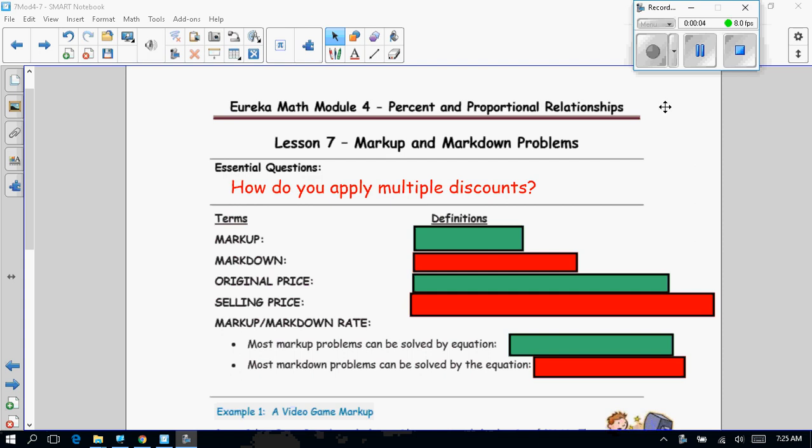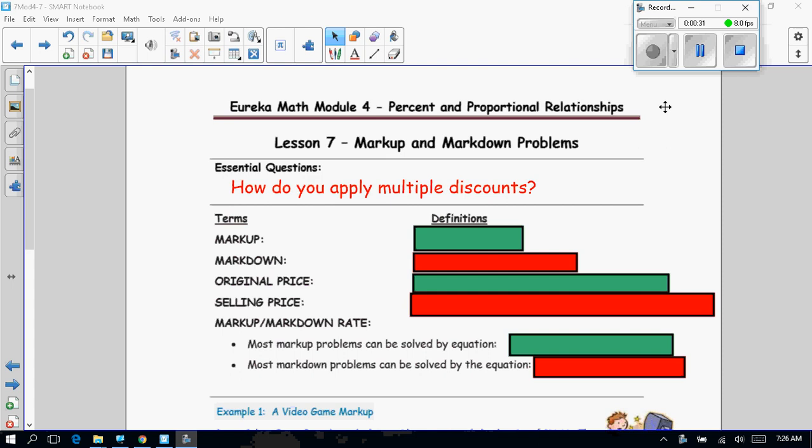We are on Module 4, Lesson 7 on page 53 of our books, and we are working on markup and markdown problems. And you'll notice I have just one simple essential question there. How do you apply multiple discounts, right? It's that time of year when people are doing a lot of shopping for holidays or for different gifts for the holiday season. And so, this is the time of year that's really appropriate for us to talk about this. So here we go.